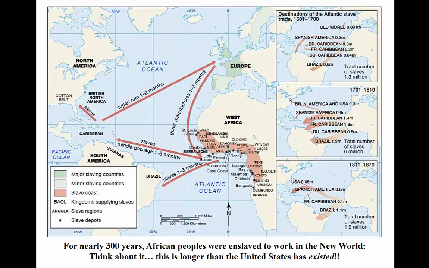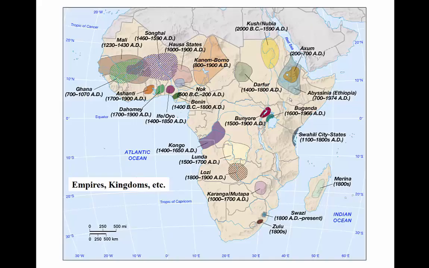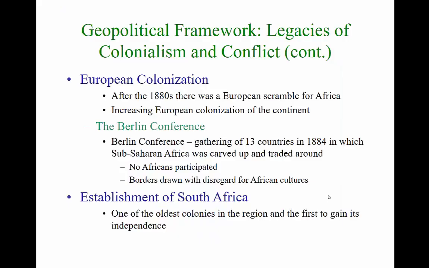And the role of slavery, and we've alluded to this before in a previous talk. And then basically the whole idea of geopolitics, the indigenous kingdoms, and European encounters, starting in the 1800s. And then you can see some of the previous empires and kingdoms of Africa, pre-European settlement or pre-European colonization. And we'll talk about that with the Berlin Conference.